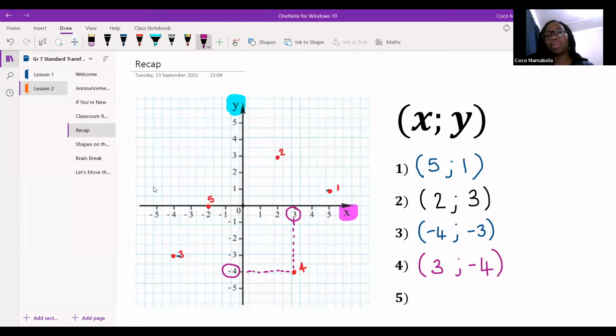Okay, I would like a volunteer for number 5, because I strategically put number 5 in a weird place. I put it in a weird place because I wanted somebody to kind of tell me what it was.